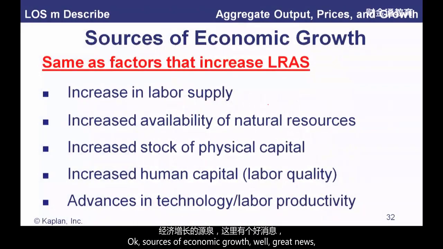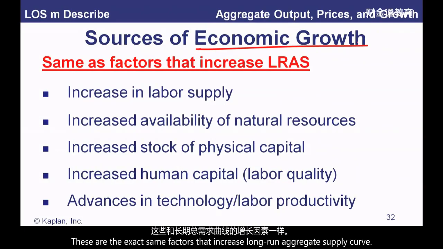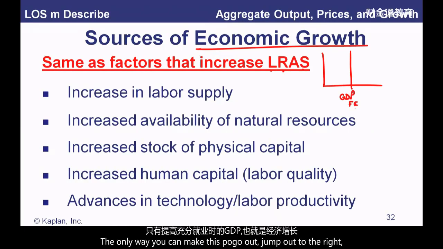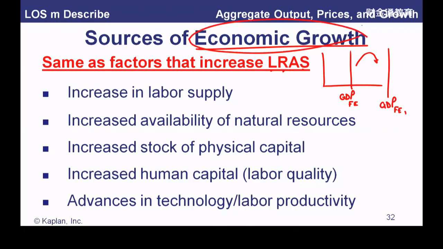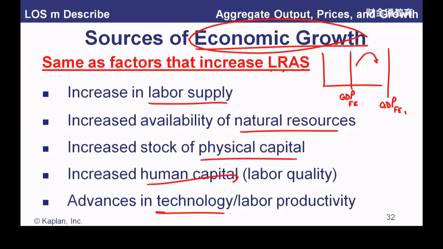Okay, sources of economic growth. Well, great news. We mentioned this earlier in the reading. These are the exact same factors that increase the long-run aggregate supply curve. Remember, the long-run aggregate supply curve is vertical, fixed at full employment GDP. The only way you can make this pogo jump out to the right is by boosting full employment GDP, i.e. economic growth. So here's the list again. The amount of labor you have, the amount of capital you have, or your level of technology.